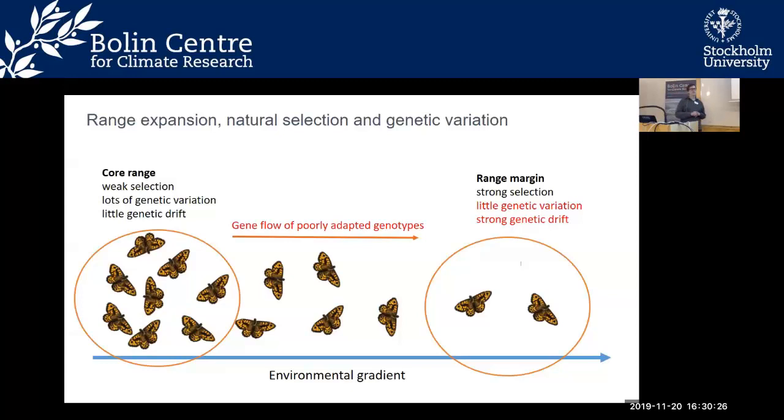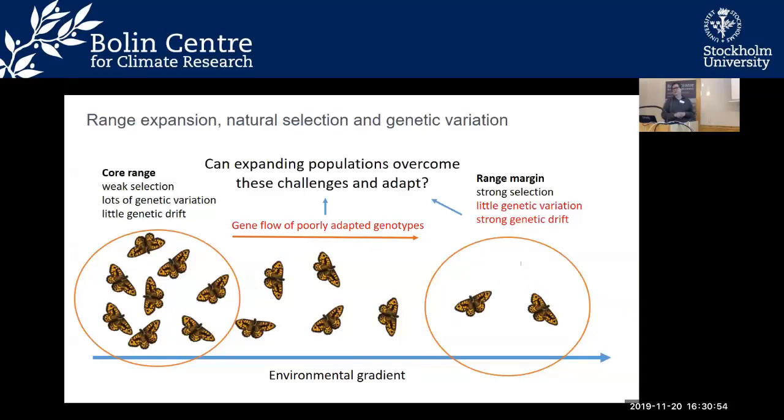Then there may be gene flow from the core range into the range margin. And because the core range individuals are really well adapted to the core range, they will be badly adapted to the range margin. This gene flow will make the range margin population less well adapted, because these individuals are introducing their genetic material into this population. So the big question is, can expanding populations overcome these genetic challenges and actually adapt to the new range?